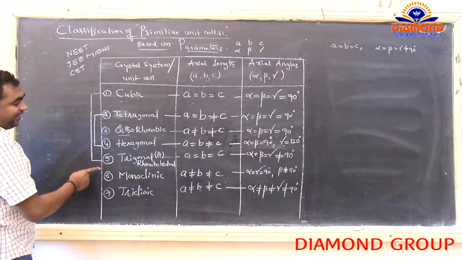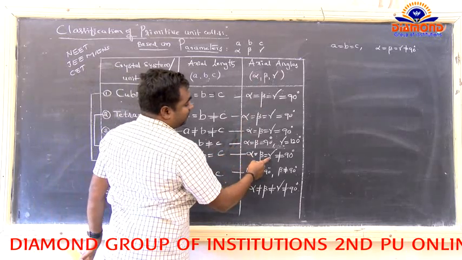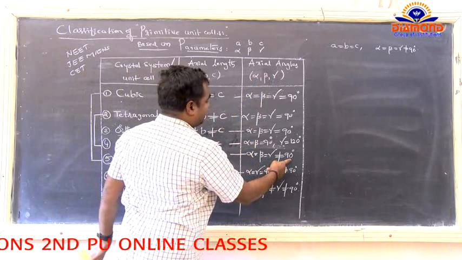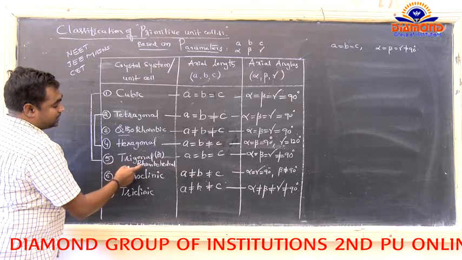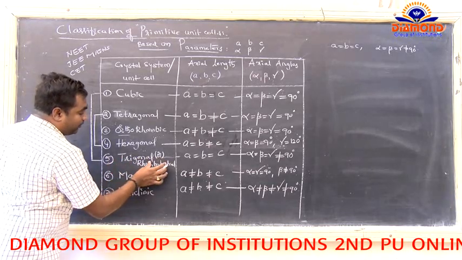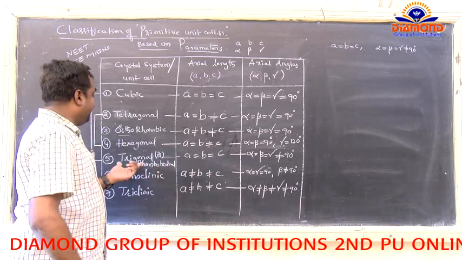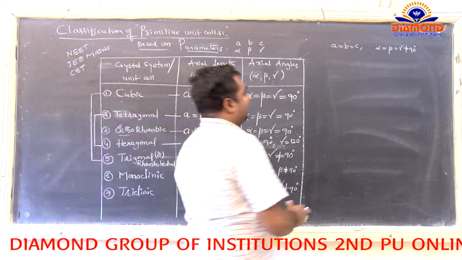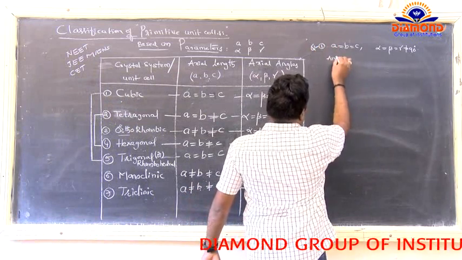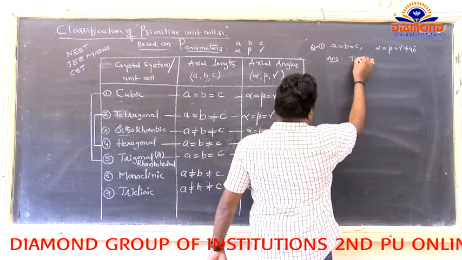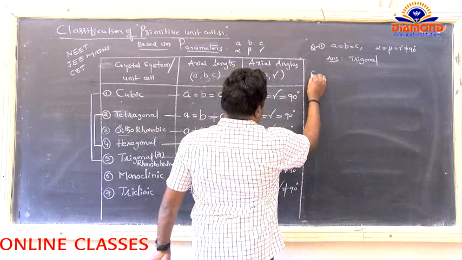Here, in the fifth case, A is equal to B is equal to C and alpha is equal to beta is equal to gamma is not equal to 90 degrees. This belongs to the trigonal, which is also called the rhombohedral. So here trigonal or rhombohedral is the answer. Next, question number 2.